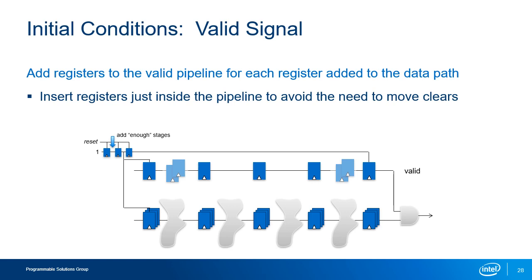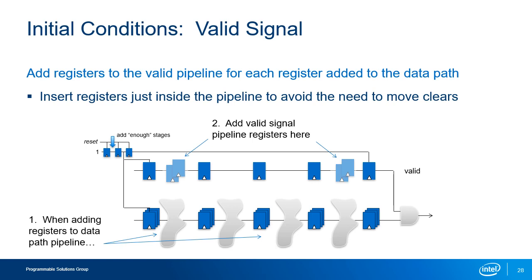If you have chosen to use a valid signal in your design, you will need to make sure to add the same number of registers to the valid path as you do to the data path. Remember too that the first and potentially the last register in the valid pipeline have clear signals still attached in order to preserve the initial conditions. So any new registers that you add should be placed within the valid pipeline rather than at the ends. Otherwise, you will have to disconnect the resets and then connect them to the new registers at the ends.